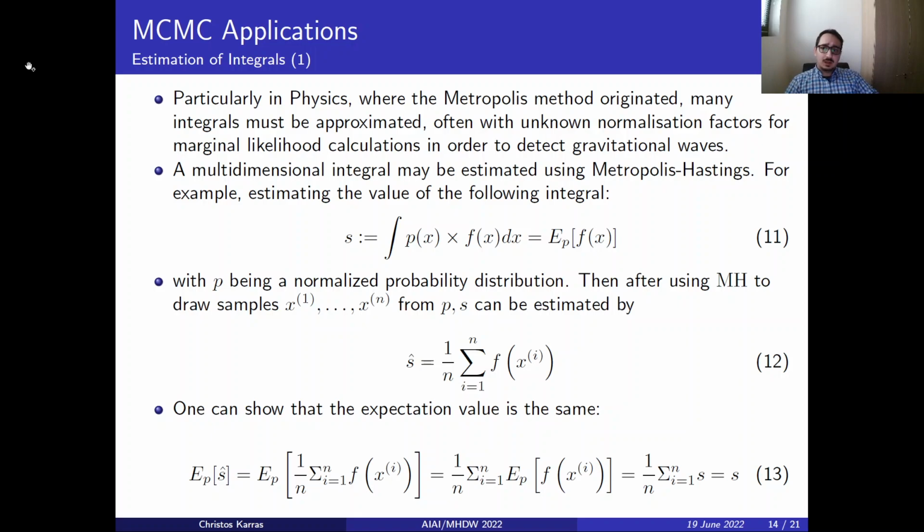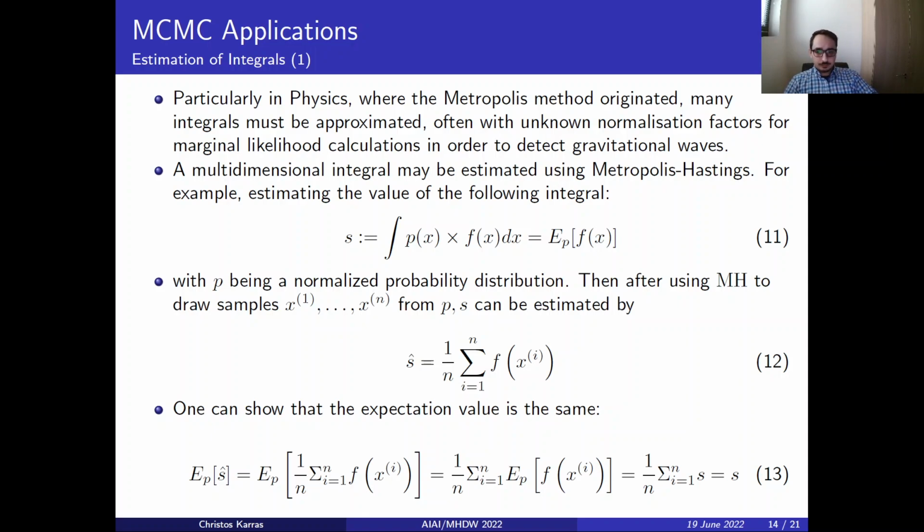Here we have the MCMC applications, and first we have the estimation of integrals. Particularly in physics, where the Metropolis-Hastings algorithm was first invented, many integrals had to be approximated, often with unknown normalization factors or distributions, in order to detect gravitational waves and in other settings where there is no prior knowledge. So a multidimensional integral can be estimated using the Metropolis-Hastings algorithm.